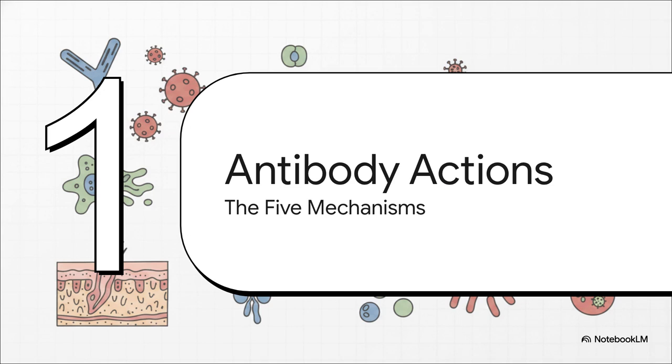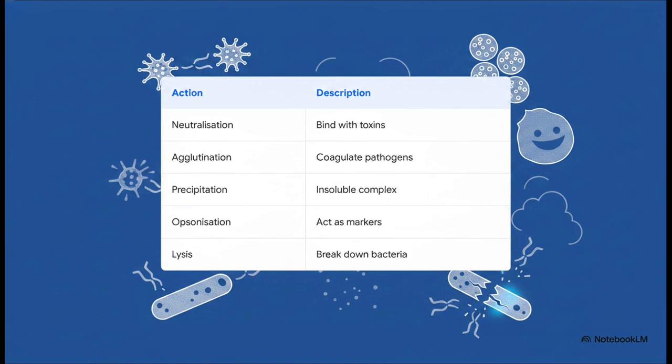Section 2. Actions of antibodies. The 5 mechanisms. We know lymphocytes produce antibodies. But what do these elite proteins actually do once they're released into the bloodstream? Well, there are 5 specific ways antibodies neutralize threats, and you absolutely need to know these terms.